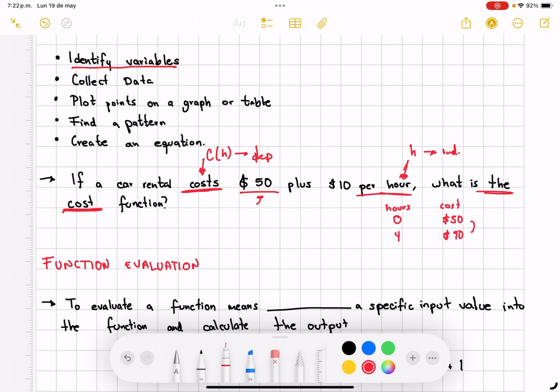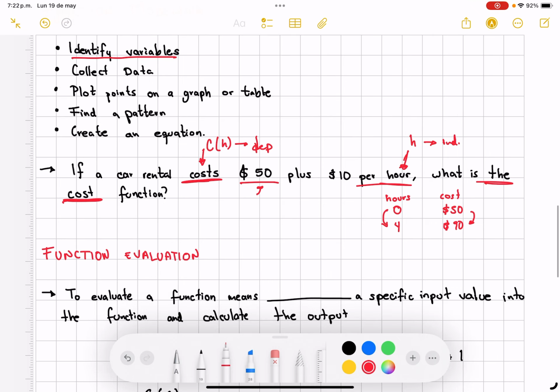Okay, so we can say we are moving here. If this is moving for 4 steps, these are moving 40 steps. So for every step, I'm moving 10. This is because of the $10 per hour. Okay, so what is the function? The function is the cost equals 50 plus 10 times the hour. Okay? 50 plus 10 times the hour. This is our function. Okay?